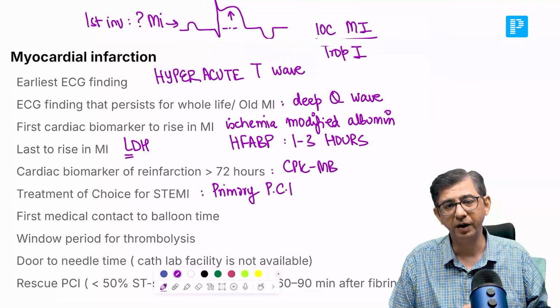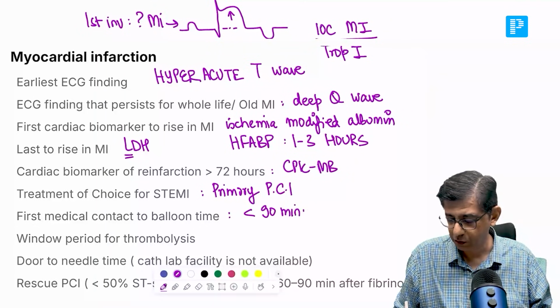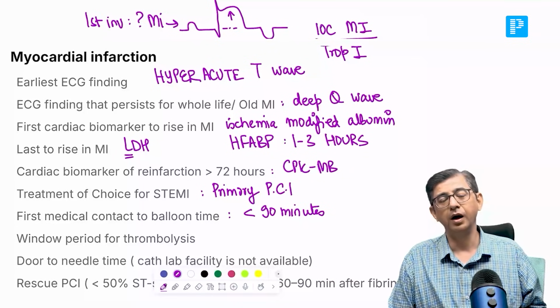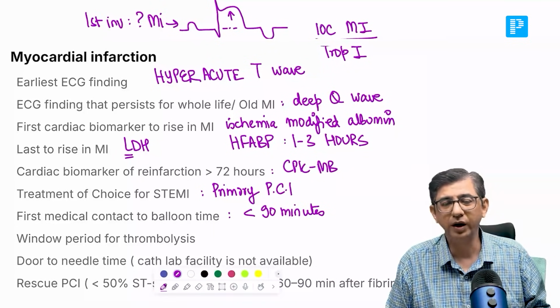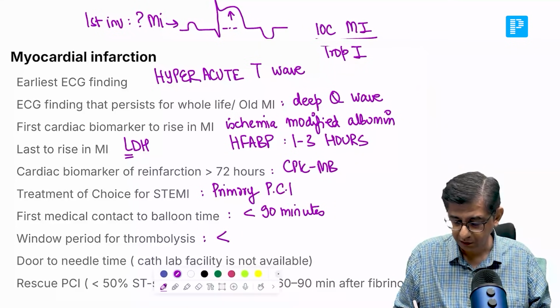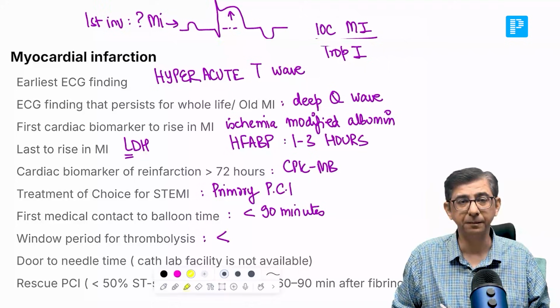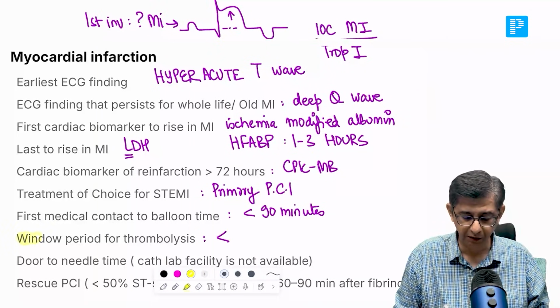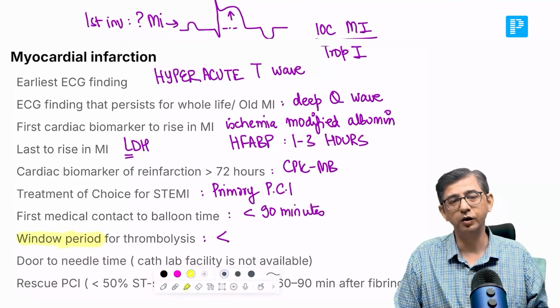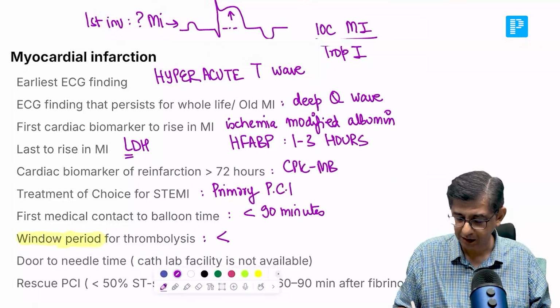So if he says first medical contact to balloon time, then we should be doing the procedure preferably within 90 minutes. The objective is to improve the cardiac perfusion. And if I'm working at a smaller place where cath lab facility is not available, then we will do thrombolysis. If he says the word window period for thrombolysis, then do remember, if it is written, that means that we are calculating everything from symptom onset and not from the patient's arrival to the hospital. So the window period for thrombolysis should be answered as within 12 hours.